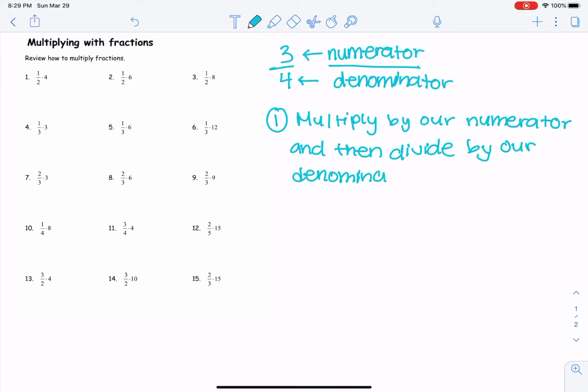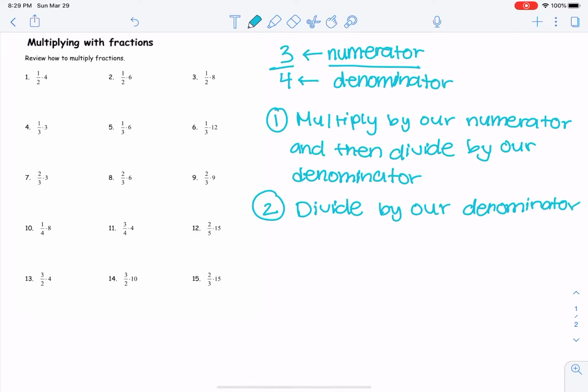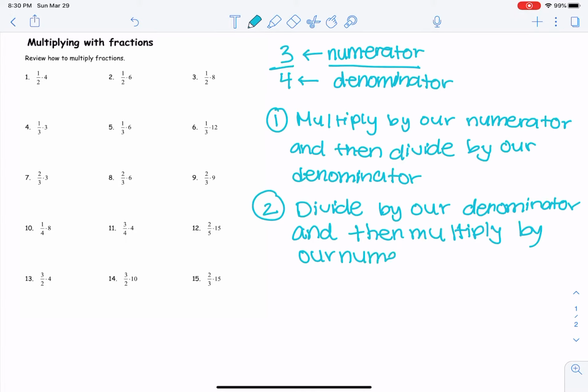And the second way of doing this is to divide first by our denominator, and then multiply by our numerator. So let's go ahead and see this with an example.